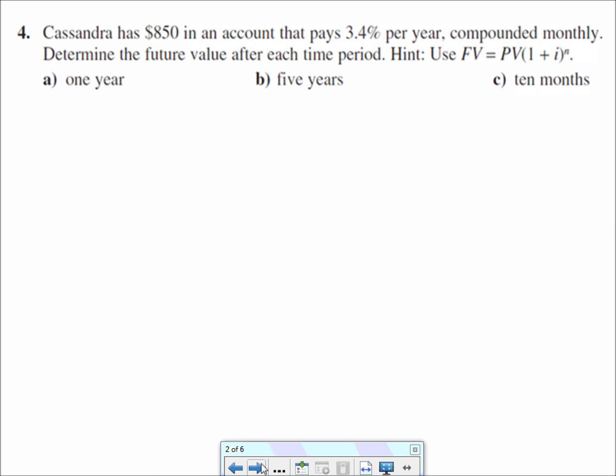Cassandra has $850 in an account that pays 3.4% per year compounded monthly. Determine the future value for each time period. Hint, use the equation. So we already know this equation, right? Would you still have to divide the 3.4? Yes, because, so down here, let's set up our i and our n. We know our interest rate is per year, so we just have to put it as a decimal, but it's compounded monthly, right? So we need to divide it by 12.